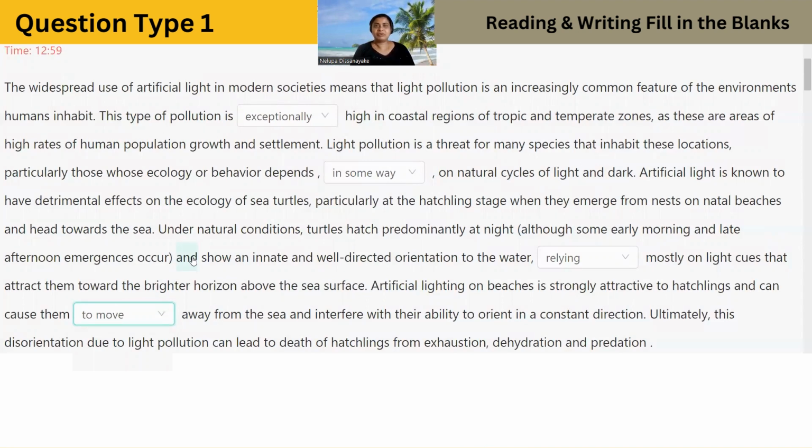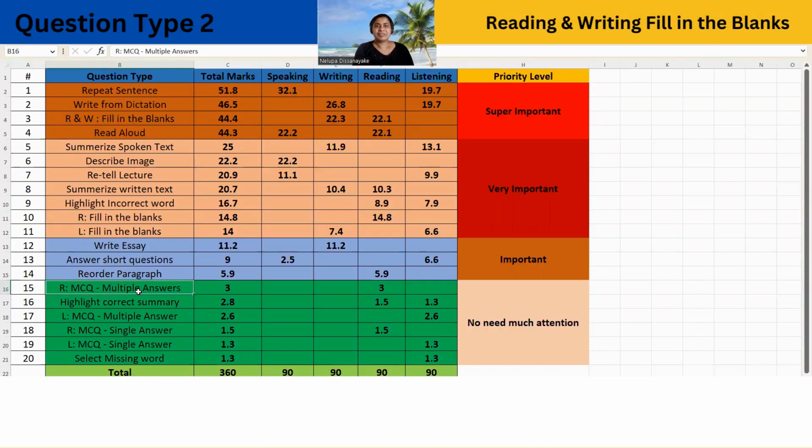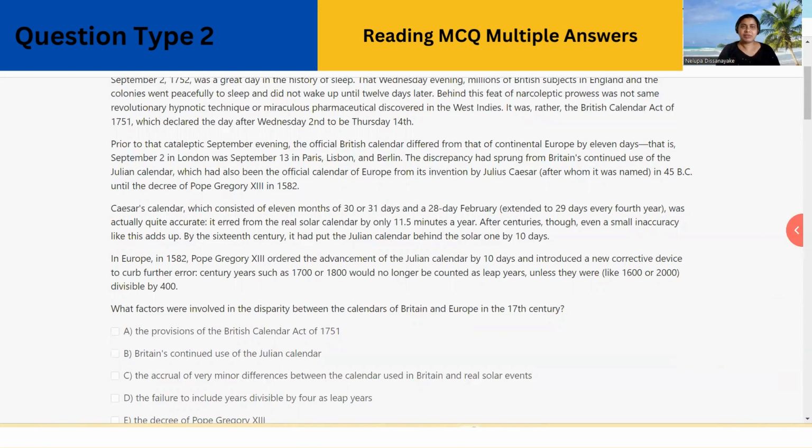Now let's go to the second question type. The second question type in the reading section is reading MCQ multiple answers. You will get only a total of 3 marks for the reading section. This is not that important in the exam, but anyway, I will let you know how you can face this question. You will have to select the most matching, more suitable answers.